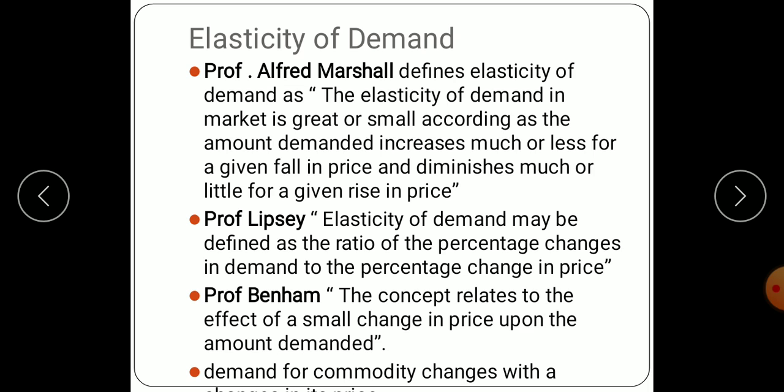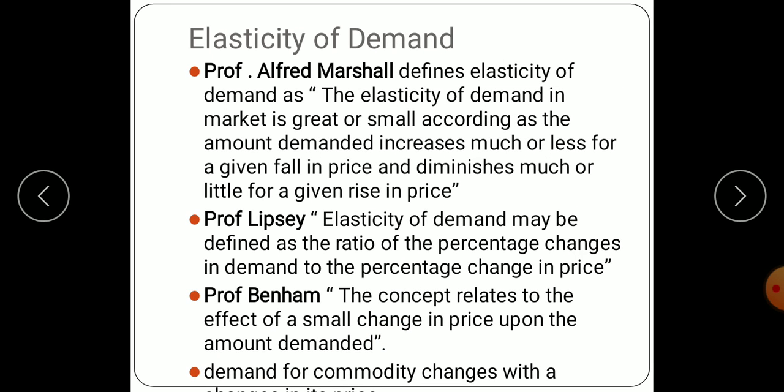And Professor Lipsey says that elasticity of demand may be defined as a ratio of percentage change in the demand to the percentage change in the price. According to Benham, the concept relates to the effect of a small change in the price upon the amount demanded.